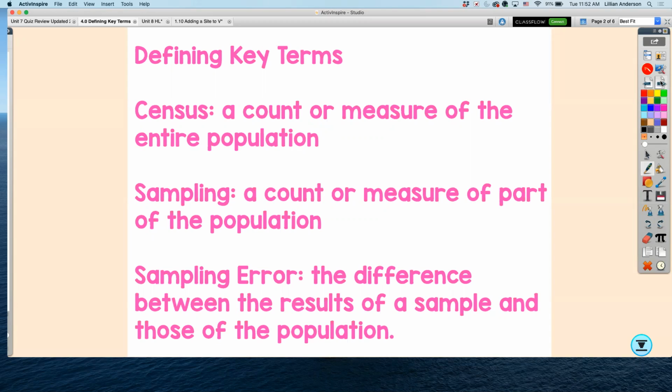Census. It is a count or measure of the entire population. Think about it. They were pushing that 2020 census just last year because they want to essentially get the entire US population, every single person who lives in this country. That's a census, a count or a measure of the entire population. How accurate is that? I don't know the percentage-wise accuracy of the census, but they try their best to get everybody. They go door to door even.